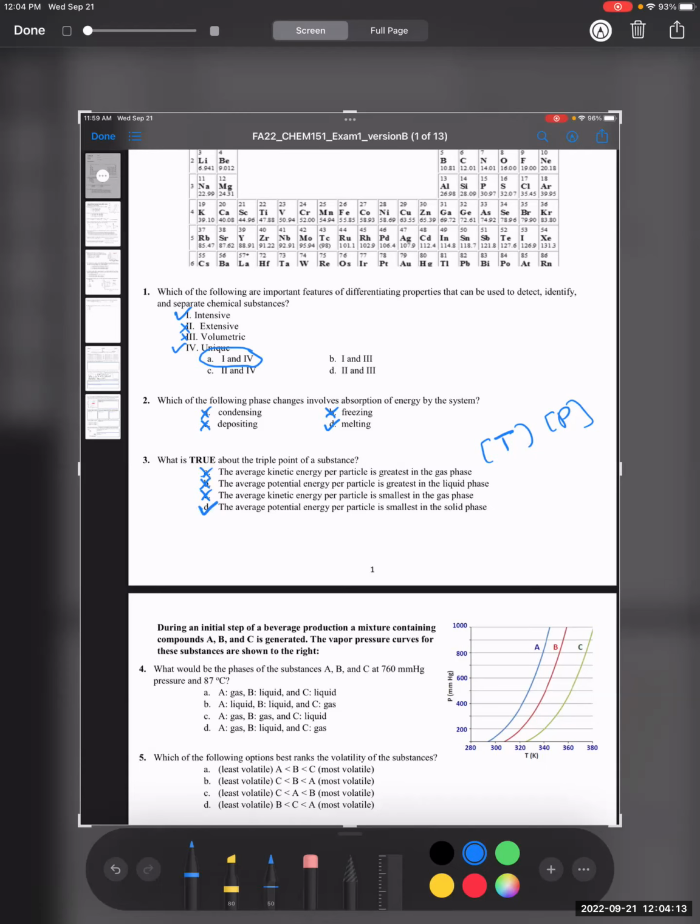All right. Question 4. What would be the phases of substances A, B, and C at 760 millimeters of mercury pressure and 87 degrees Celsius? Okay.